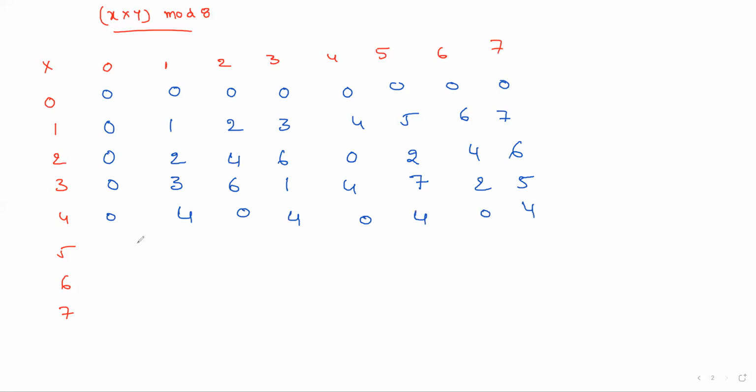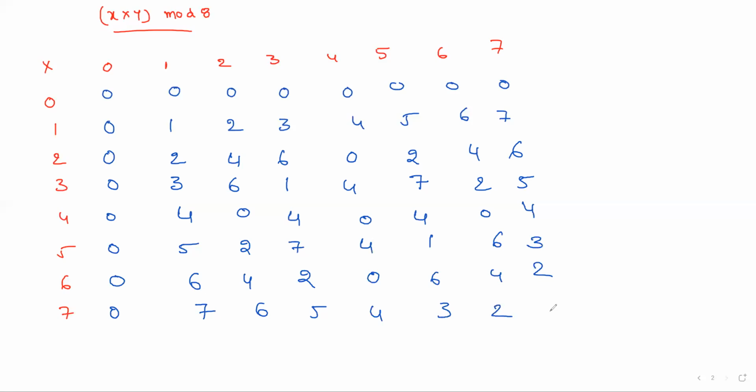For number 5: 0, 5, 2, 7. 5 into 4 is 20, 20 in the sense 4, then 1, 6, 3. For 6: 0, 6, 4, 2, 0, 6, 4, 2. For 7: 0, 7, 6, 5, 4, 3, 2, 1. So this is the multiplication table.